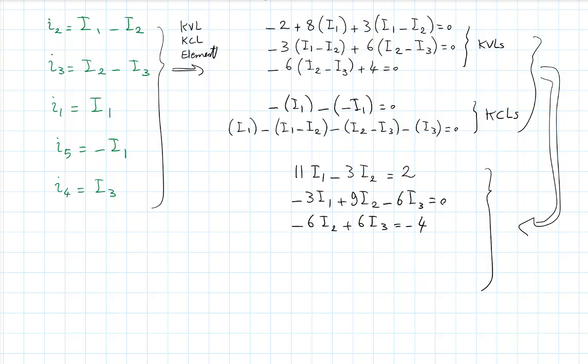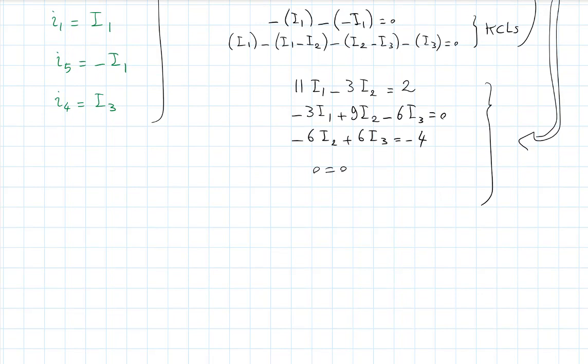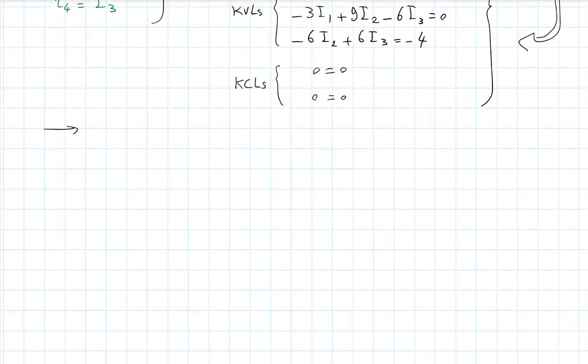How about KCLs? Well, the first one is minus I1 plus I1 equals 0. So 0 equals 0. The second one is I1 minus I1 plus I2 minus I2 plus I3 minus I3 equals 0. So another 0 equals 0. This is, again, remember, KVLs. And this is KCLs. Also, what happened? KCLs became trivial equations.